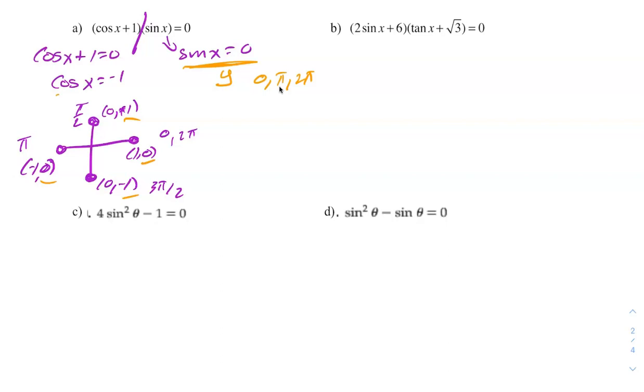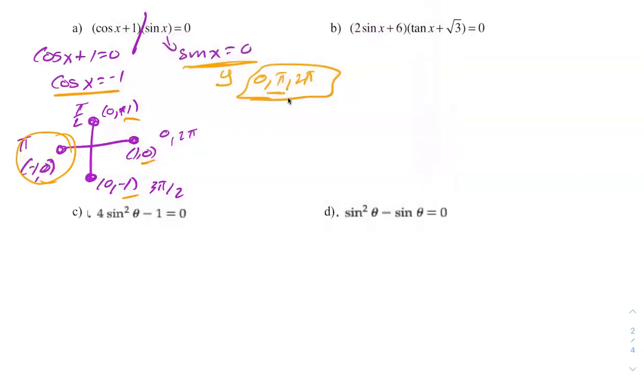And then where does cosine equal negative 1? Well, cosine is the x value, so that only happens right here. So it's at pi, which we already have. So this is my answer. From when the sine equals 0, I get 0, pi, and 2 pi. And then where does cosine equal negative 1? That happens at pi, so that's my answer.